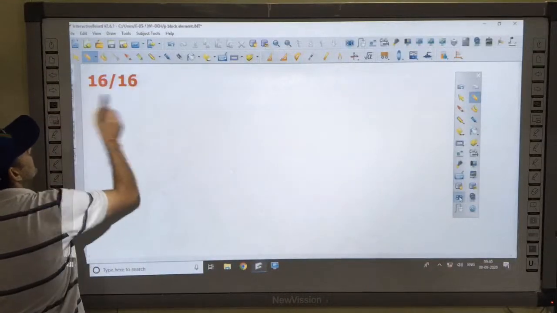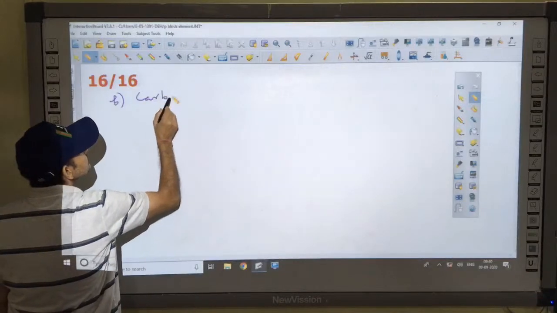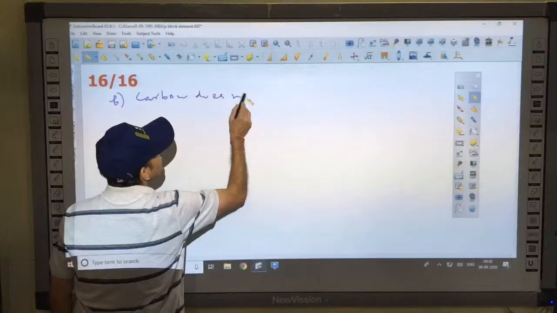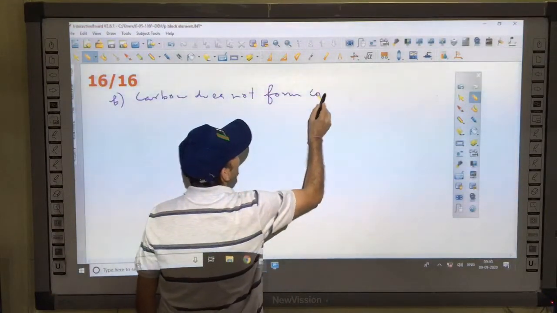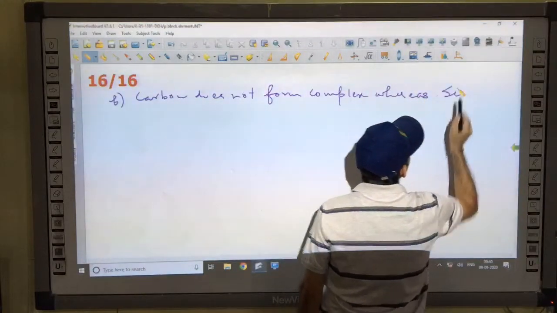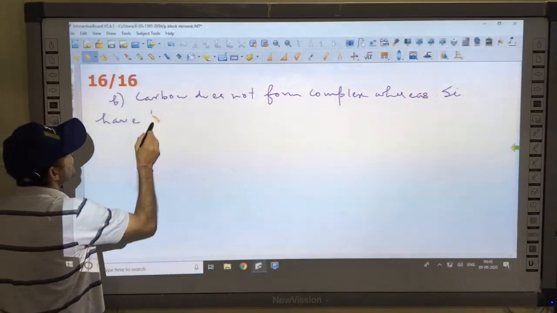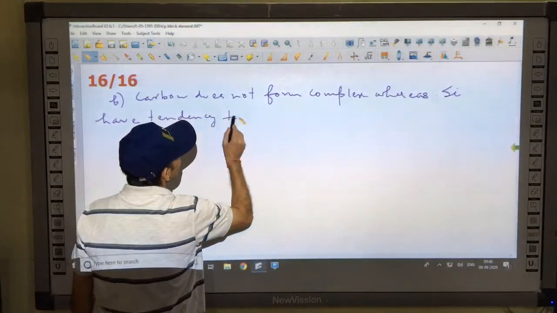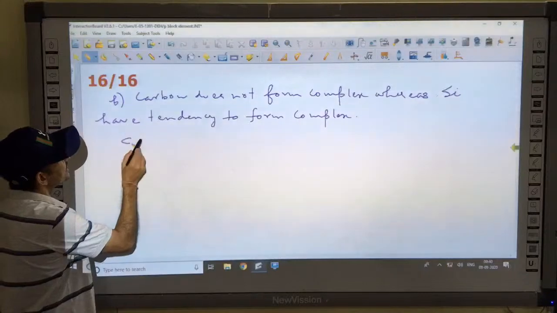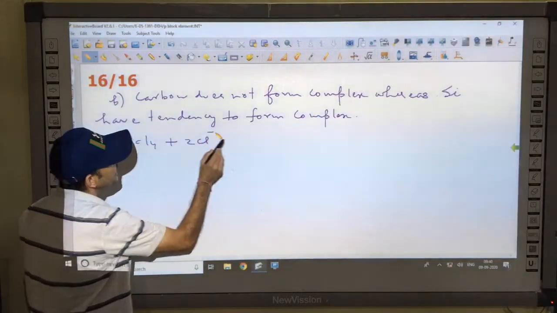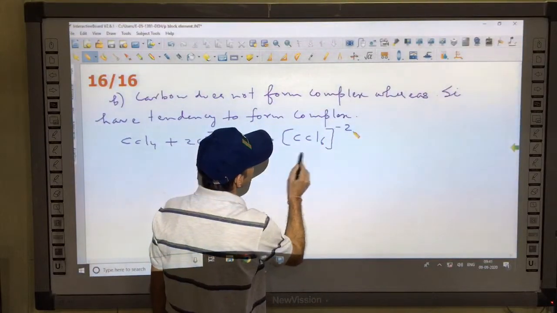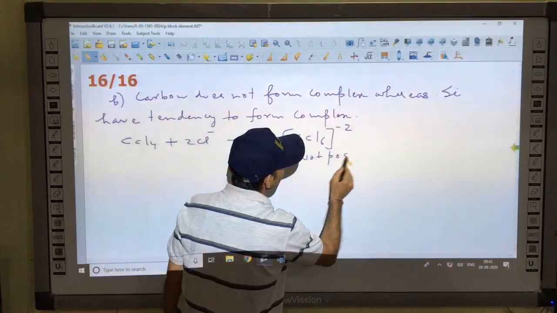let us move on. Second reason: carbon does not form complexes, whereas silicon has a tendency to form complexes. Why? If I write the reaction, you see over here, CCl4 plus 2Cl negative, then CCl6 2 minus. It is not possible. This complex compound is not going to be formed.